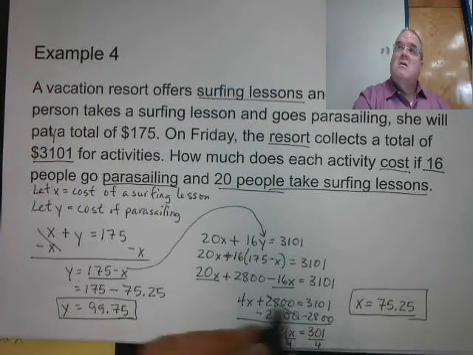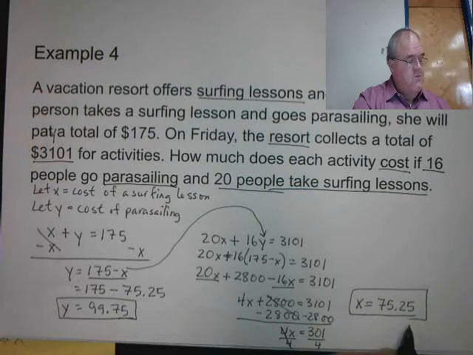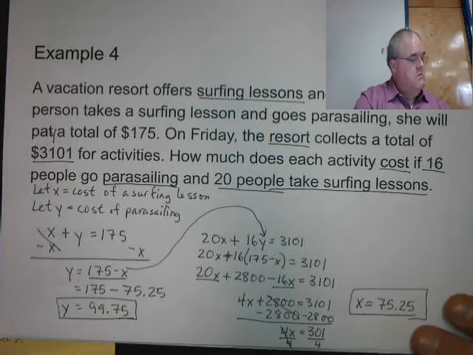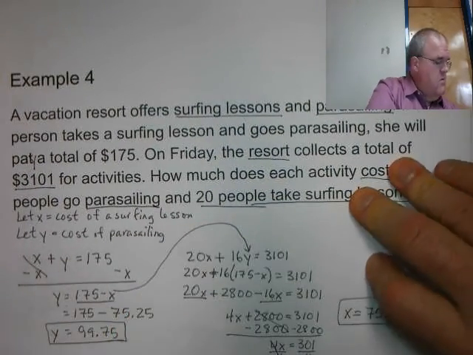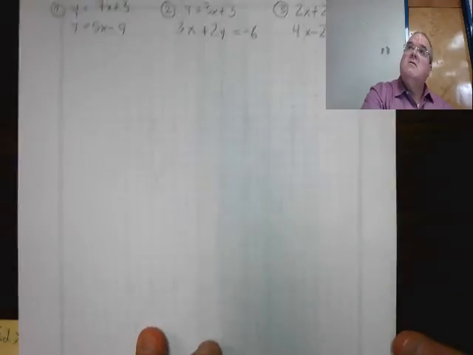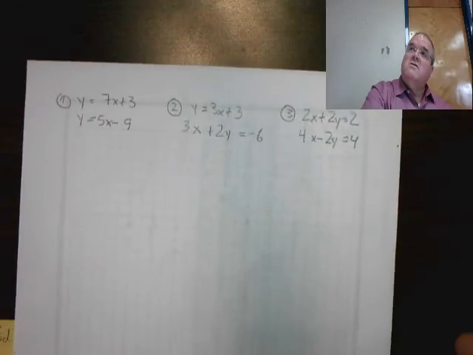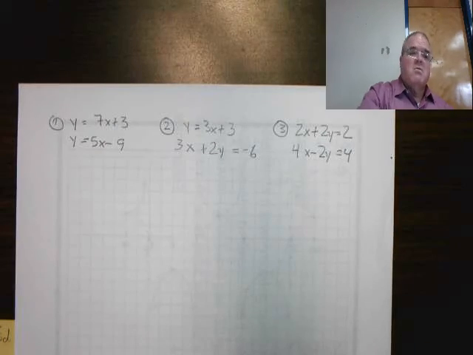So the cost of a surfing lesson is $75.25. The cost of parasailing is $99.75. And your assignment is these 3 problems.